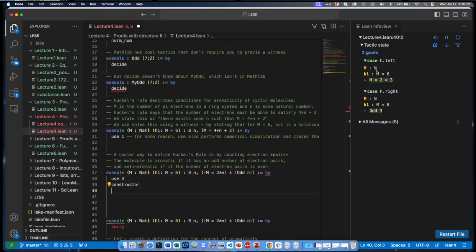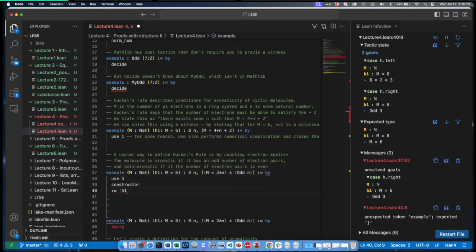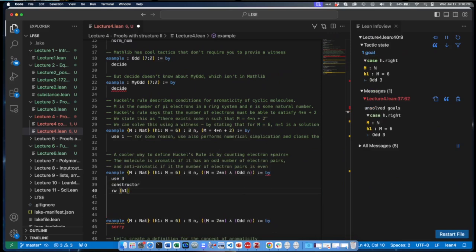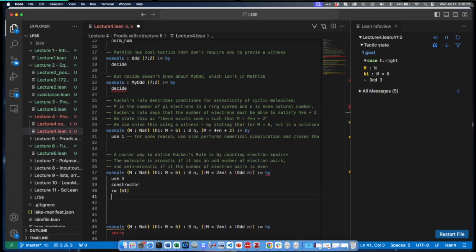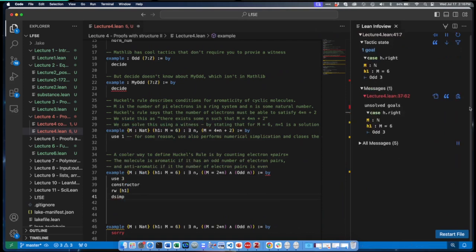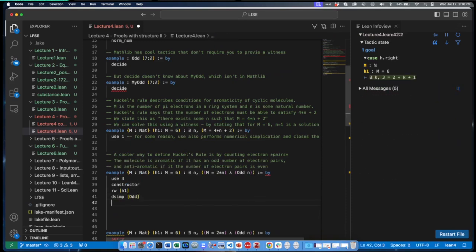H1. We are assuming H1, so we will use that. We'll use rewrite, which is substitution. Okay, it's gone. Only 1 goal left. How do we prove odd 3? All right, we can use DSIMP to open it up. DSIMP odd. Okay, now we have another existential statement.